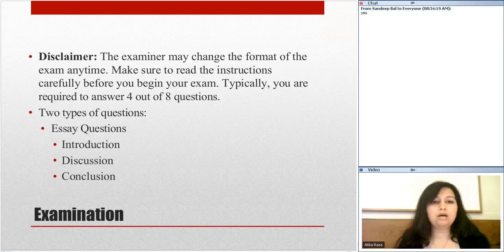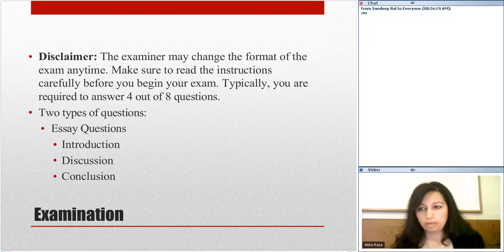Okay, let's see. First, examination. First of all, you should all be aware that the examiners can or may change the format of the exam anytime whenever it's deemed necessary to them. But typically what we are seeing right now is you're required to answer 4 out of 8 questions, which I think is a good choice.